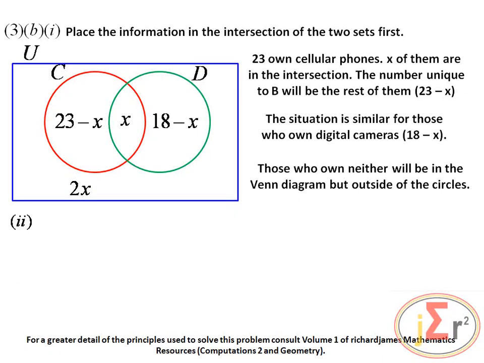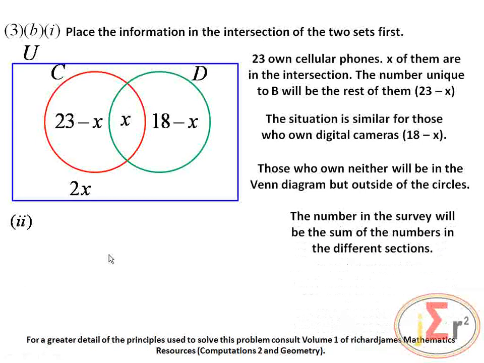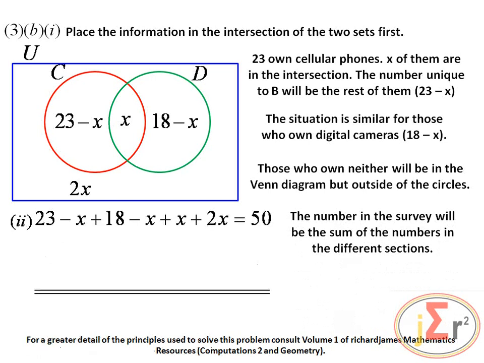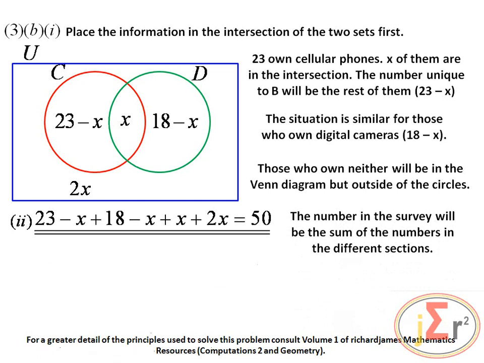An expression for the total number in the survey. We know that we have 50 of them, and the 50 of them will be all of these added. The one in this section added to this, added to the one in this section, and also here. So the number in the survey will be the sum of the numbers in the different sections, and of course we know that is equal to 60.